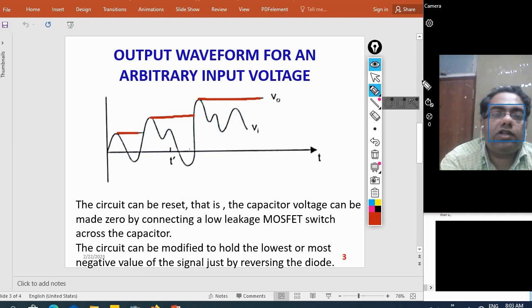So what is the application of this type of circuit? In amplitude modulation.